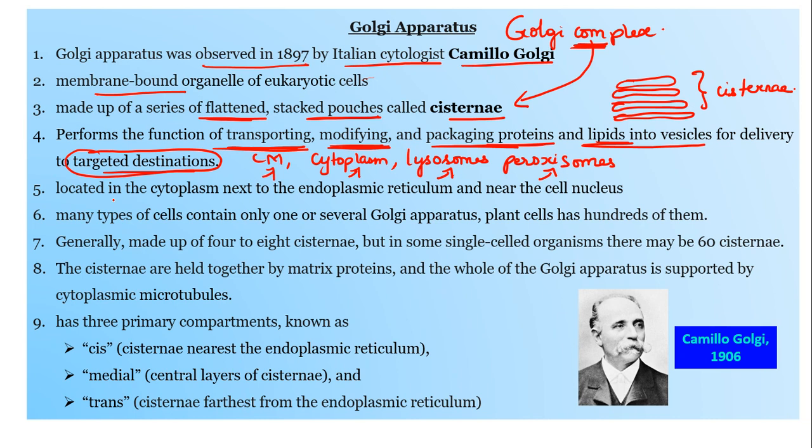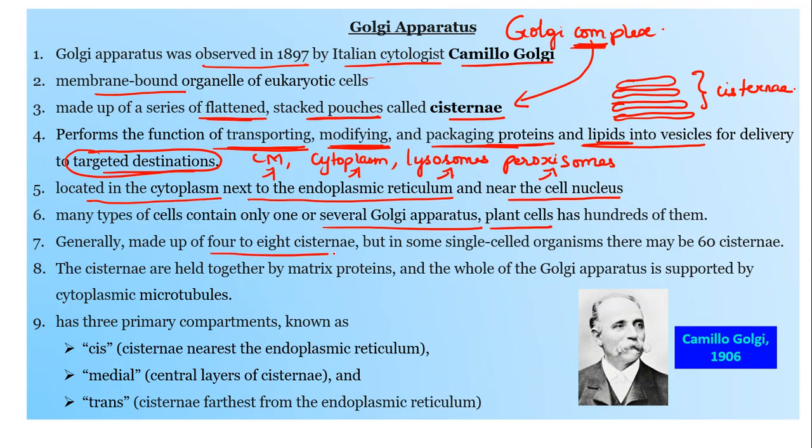And if you look at the position of the Golgi complex, where is it? It is located in the cytoplasm. Where in the cytoplasm? It is next to the endoplasmic reticulum, and also next to the cell nucleus, right? And if you observe plant cells, because they have so many secretions, several Golgi complexes are formed. Where secretions are more, the Golgi complex number will be more, right?